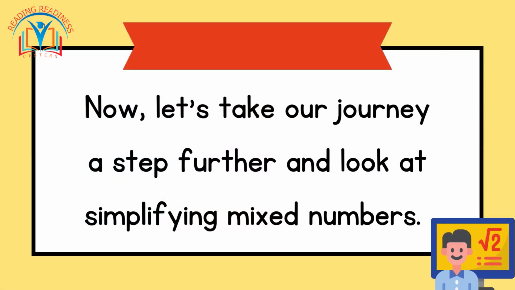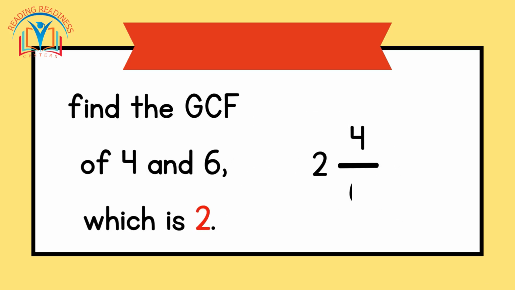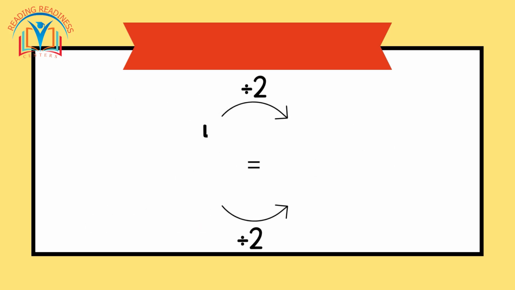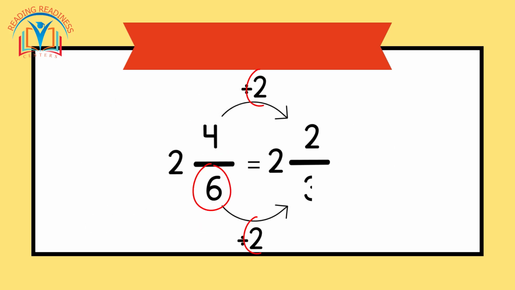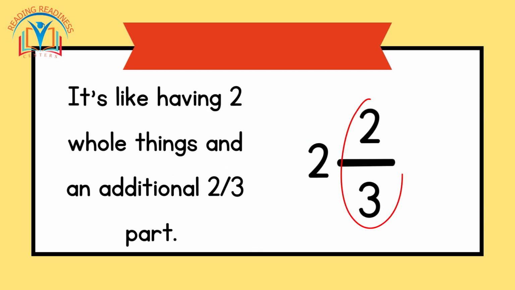Now, let's take our journey a step further and look at simplifying mixed numbers. Imagine you have the mixed number 2 and 4/6. First, find the GCF of 4 and 6, which is 2. Divide both the numerator and denominator by 2, and we get 2/3. So, our simplified mixed number is 2 and 2/3. It's like having 2 whole things, and an additional 2/3 part.